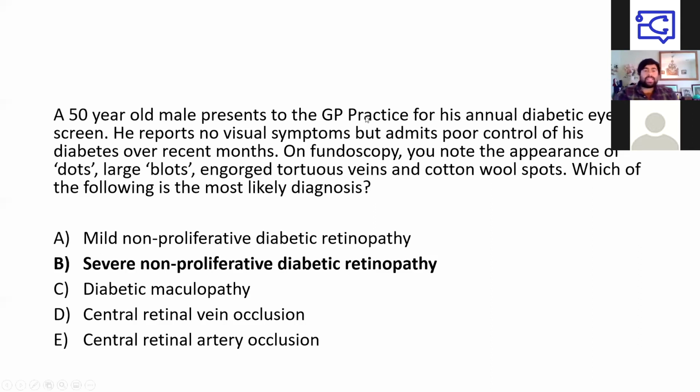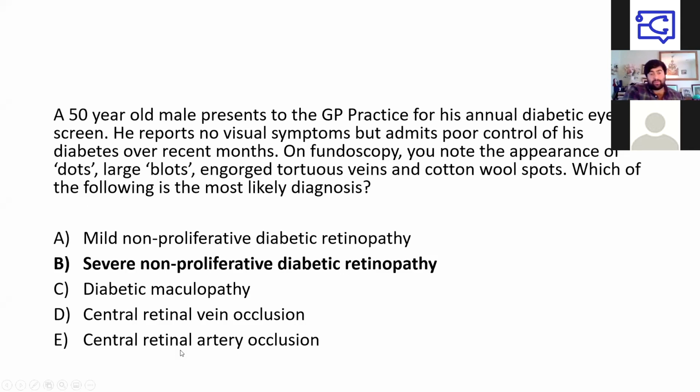So if you look at this SBA, you'll see this is a 50-year-old man who's attending for a diabetic review. So we know he has diabetes. And the fundoscopy finding is dilated vessels, which are tortuous, and cotton wool spots, which are indicative of retinal ischemia, and then hemorrhages. So that is basically not mild.